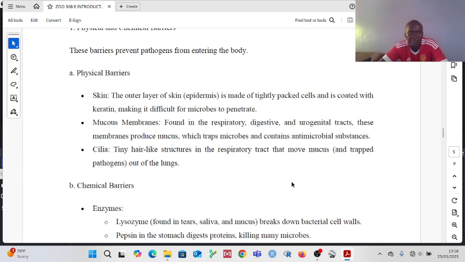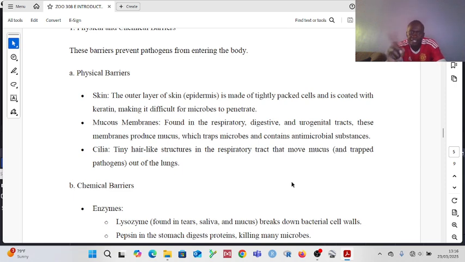That is a protection so that the microorganism does not get into some of those delicate organs in your body. Then you have cilia, which also forms part of the physical barriers. These are tiny hair-like structures that are found in the respiratory tract.